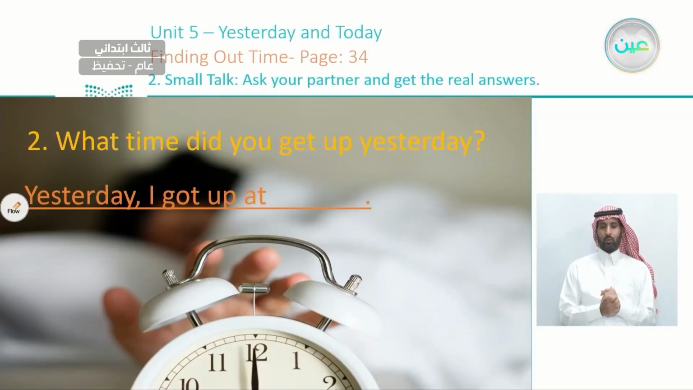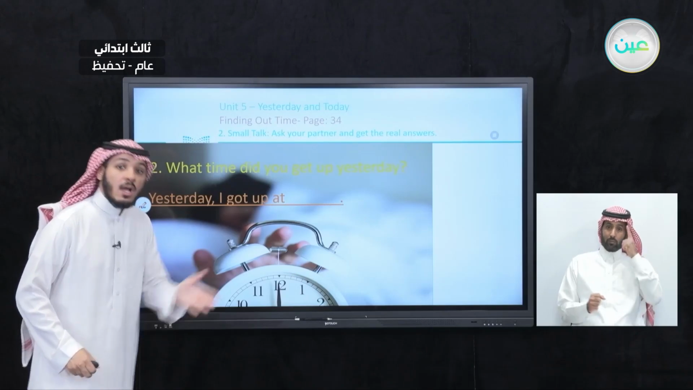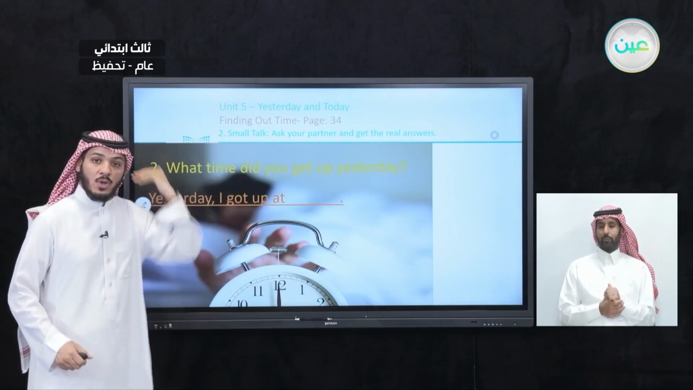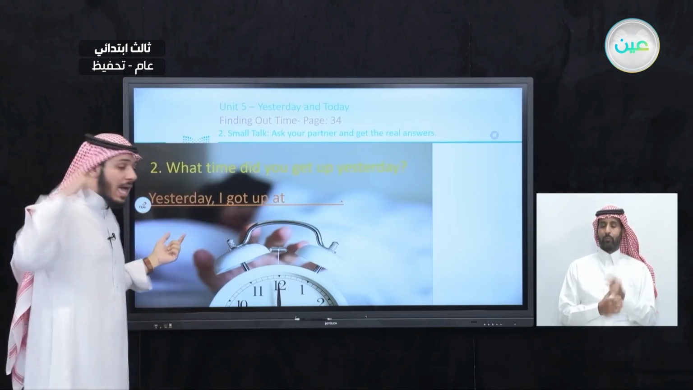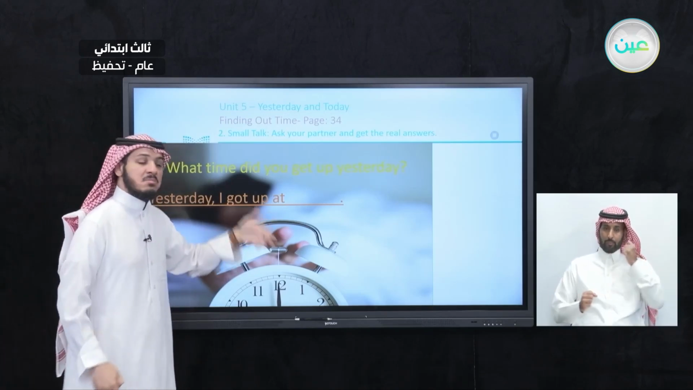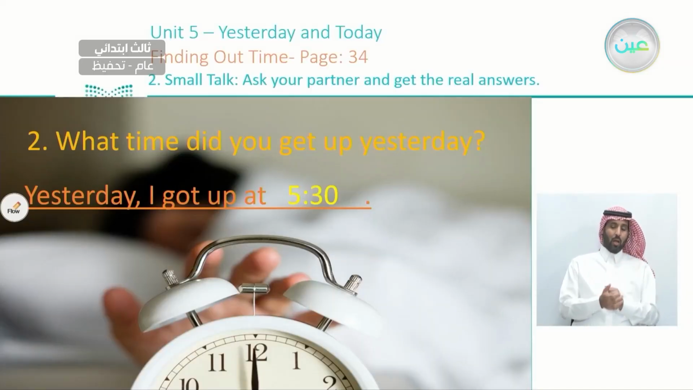So you will say, yesterday I got up. Not get up. Got up, استيقظ. Okay, so yesterday I got up at, for example, 5:30. 5:30. So you use the hours, 2 dots, then we have 30.